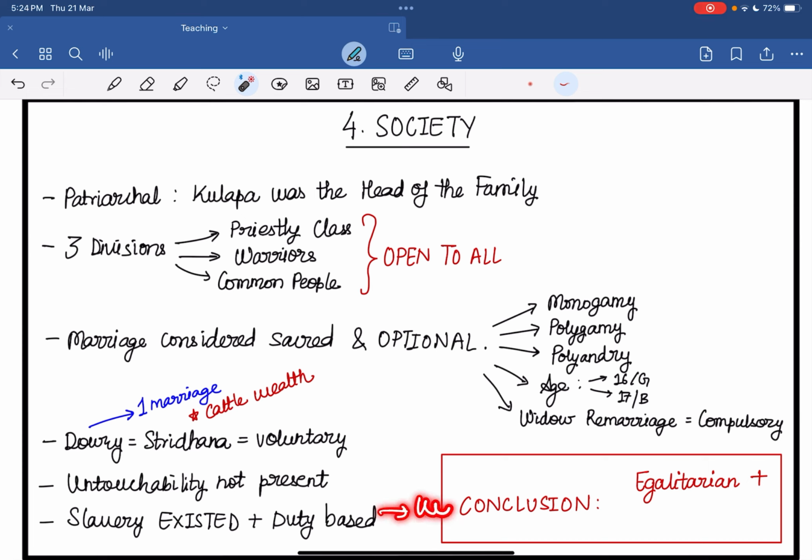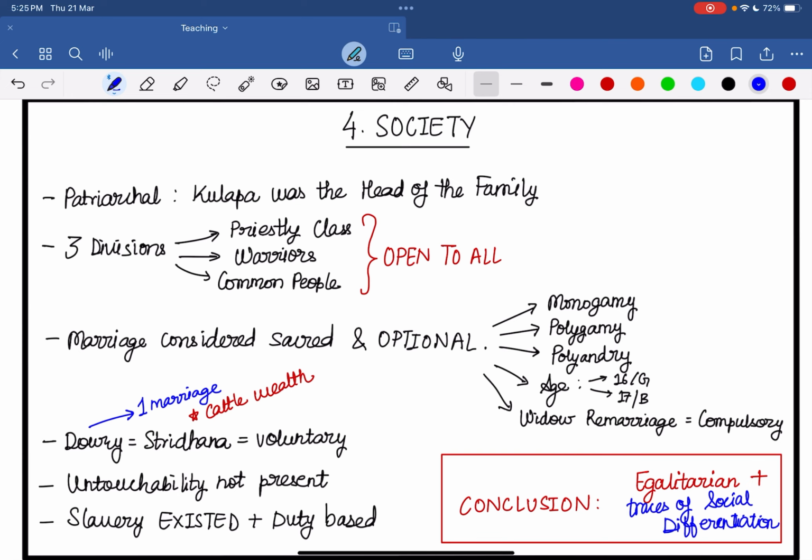We see that women slaves were preferred more than male slaves, which is why we have to conclude that since the occupation was open to all, the women could also practice a lot of occupations. The position of women was fairly okayish, which is why we conclude that the society was egalitarian in nature. But we see that the society was patriarchal in nature as well. We see that there are social divisions as well. That is why we say that the society is egalitarian, but with traces of social differentiation.